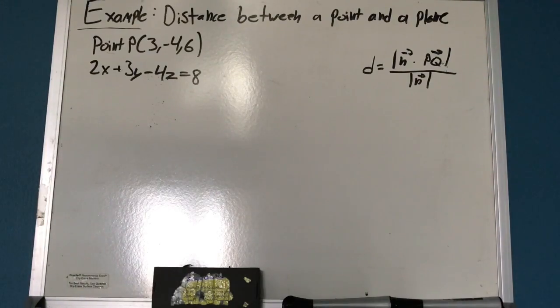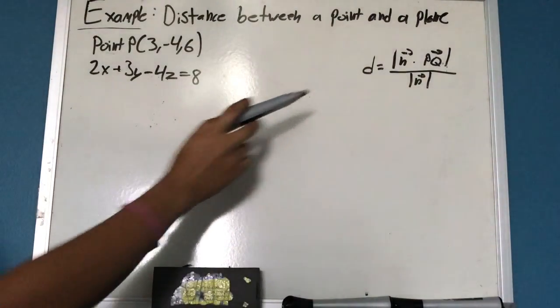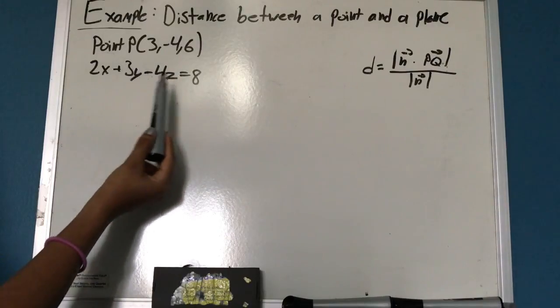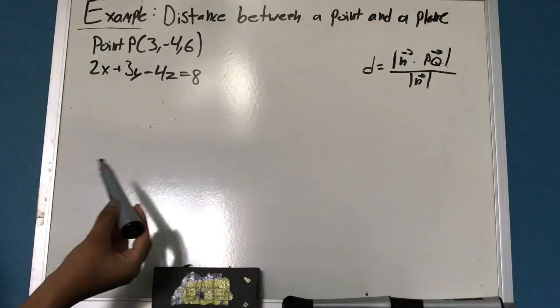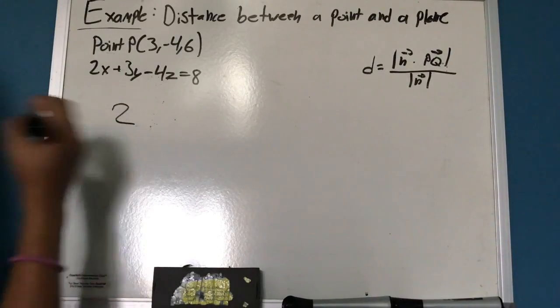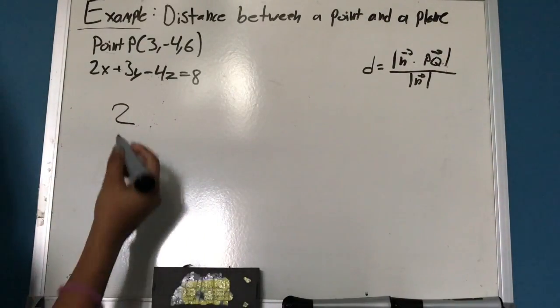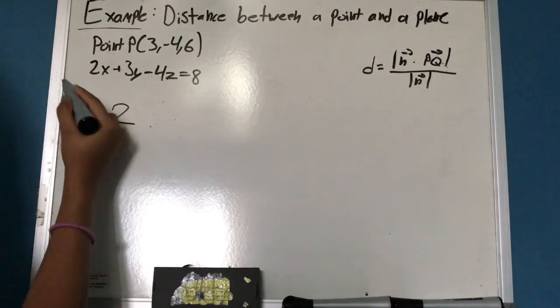In this example, we need to find the distance between a point and a plane using this equation. So here we have our point and we have our plane. But first we need to see if the point lies on a plane, because if it does, then the minimum distance is 0. So first we need to plug this point into the plane.